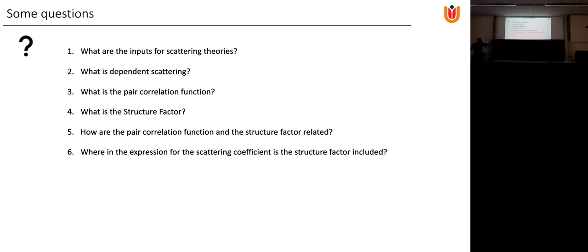If the volume fraction of the particles increases, there is no longer a linear increase, but a non-linear increase. So the scattering coefficient will still grow with volume fraction, but not linearly. We'll get to the why in a moment. In order to describe this process, there were two properties, two functions described. These are the pair correlation function and the structure factor.